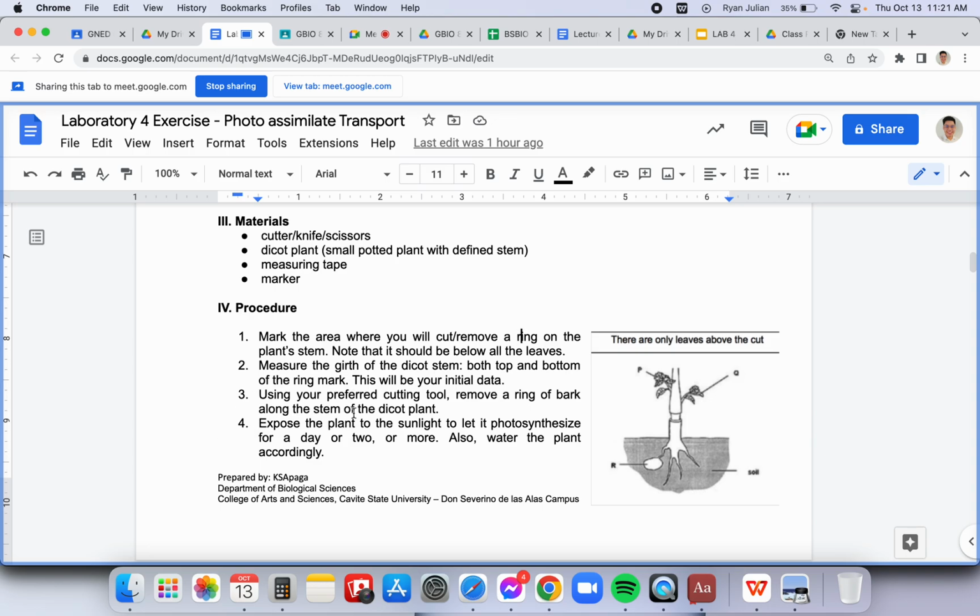Using your preferred cutting tool, it could be a scissor or a knife or anything that you'd like to use, make a cut in the stem. Remove a ring of bark along the stem of the plant. And you have to expose the plant to the sunlight to let it photosynthesize for a day or two or even more if that is what you prefer. Also, water the plant accordingly.